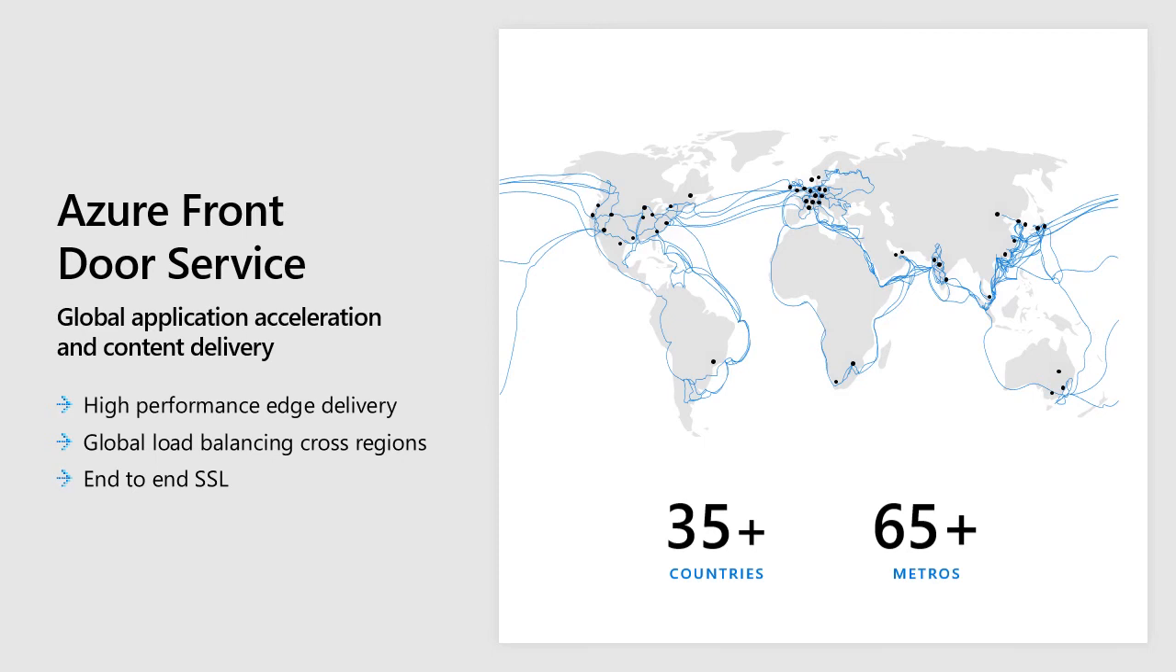So what the Front Door service does, if you use this service, is that, say, a user from America will hit the Front Door service first and then it redirects traffic to the actual backend web server, which may be in Western Europe or in Asia. So think about this as high-end performance application edge delivery, and security is provided by end-to-end SSL.